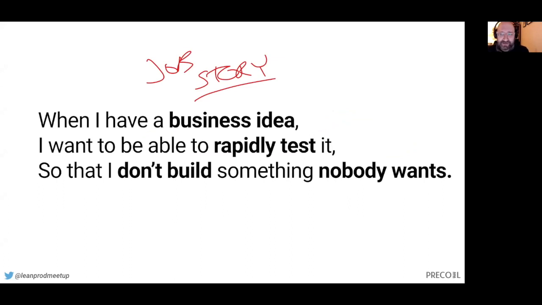If you write a book, it should have a job story. You should have this kind of guiding light, this narrative, this overall thing where when you're writing, you ask, does this go in the book? Does this not go in the book? And we said, look, for people who have a business idea, I want them to be able to rapidly test it so they don't build something that nobody wants. And there are other books out there that do solve for this.